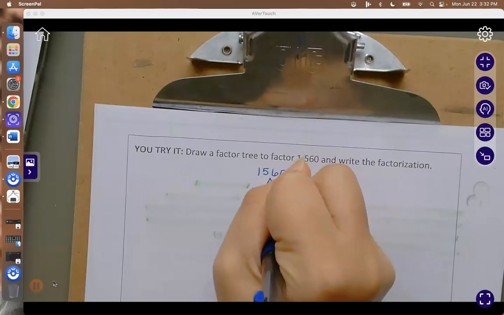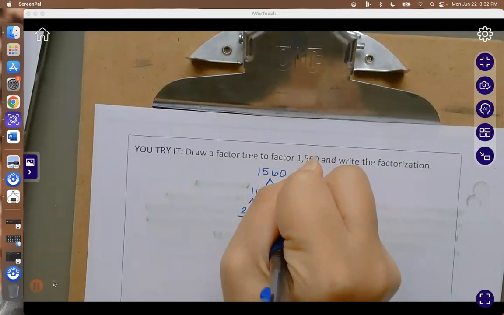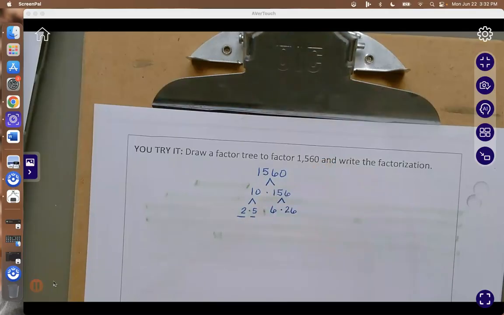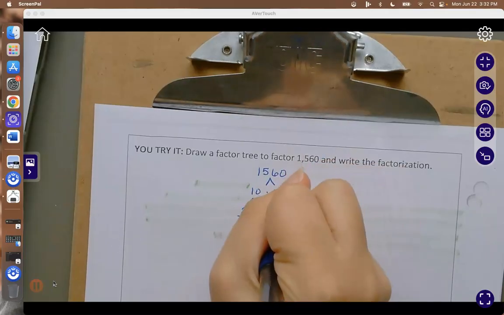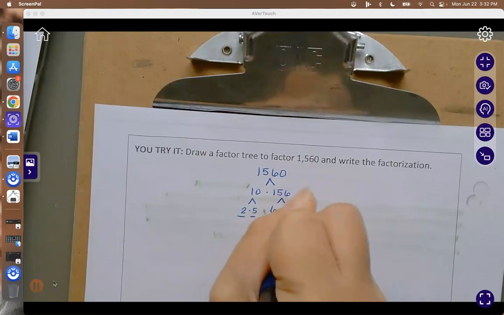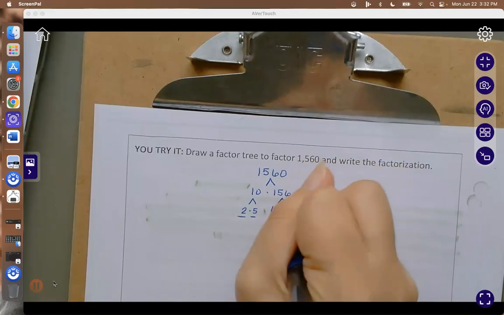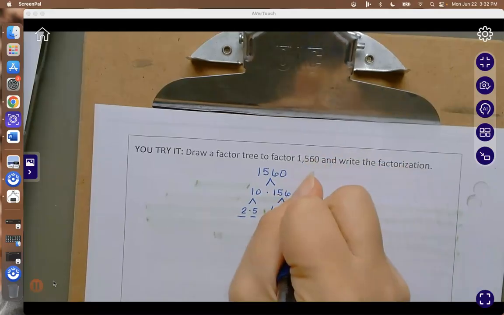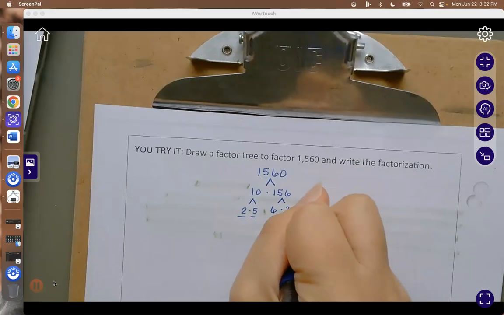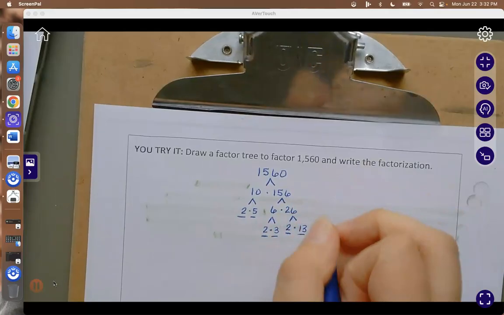So you can use your calculator to see how many times 6 will go into it. And 6 will go into 156 26 times. Okay, so 6 breaks down into 2 times 3, both of which are prime numbers, so we stop there. And then 26, 2 will go into that 13 times. Both of those are prime numbers, so we can stop.